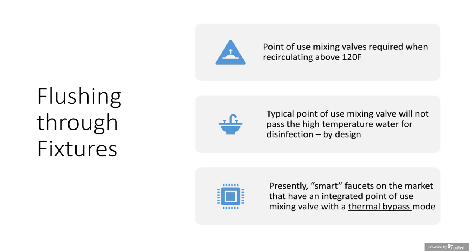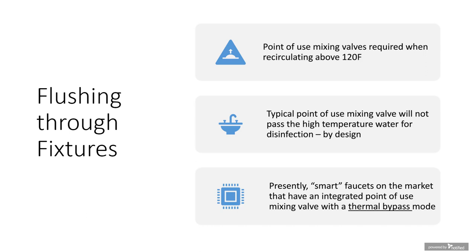Cost versus safety. So one of the things, now that we're talking about it, is that the normal flow that I showed in these diagrams is at 140 degrees. If you're doing more than 120 degrees, point of use mixing valves are required at each of the fixtures. And typically, when you have a point of use mixing valve at each of these fixtures, by design, they're not permitted to have water flowing through them more than 120 degrees. So that makes things very difficult when you're trying to flush through the fixtures with 160 degree water.